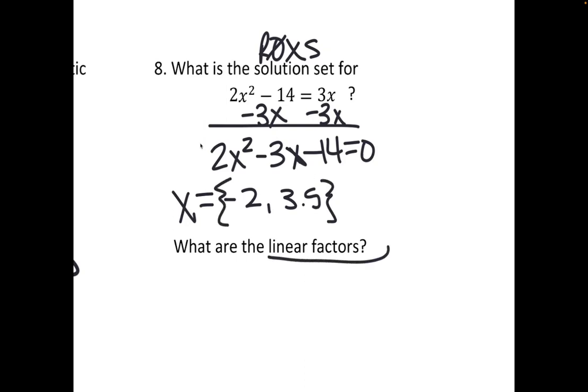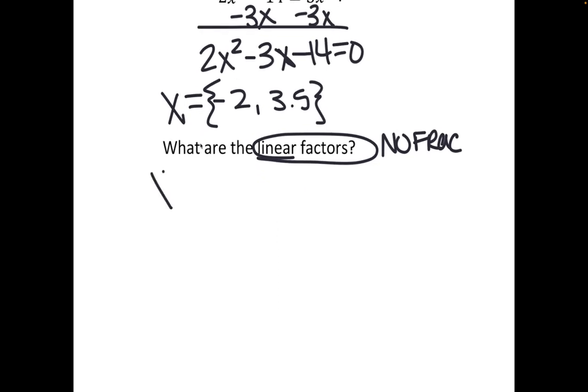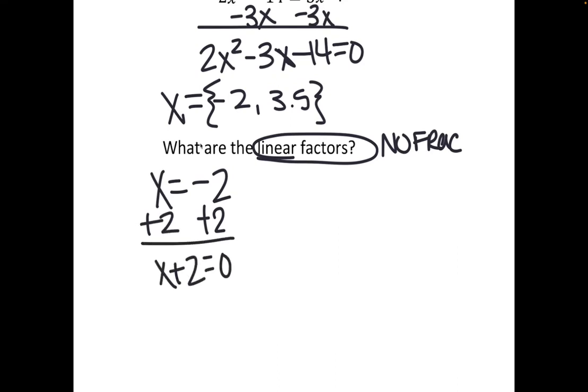Then when we talk about linear factors, remember there are no fractions when we are writing our linear factors. So we want to write these separately. x equals -2. And I'm going to add 2. I want this to be equal to 0. So x plus 2 equals 0. This is one of my linear factors.